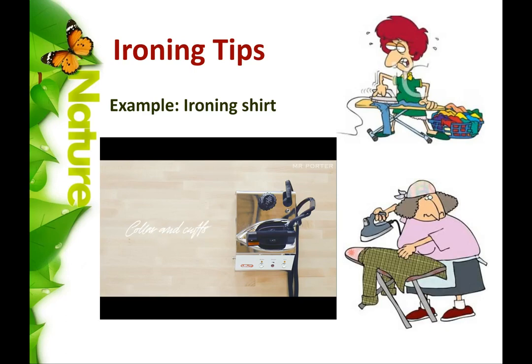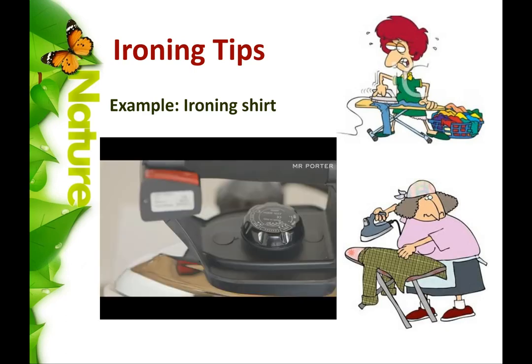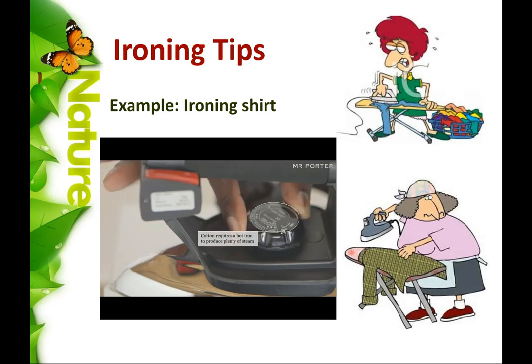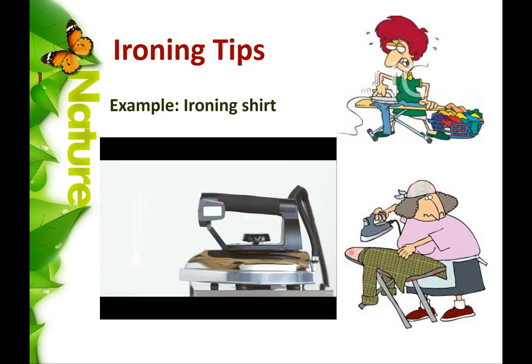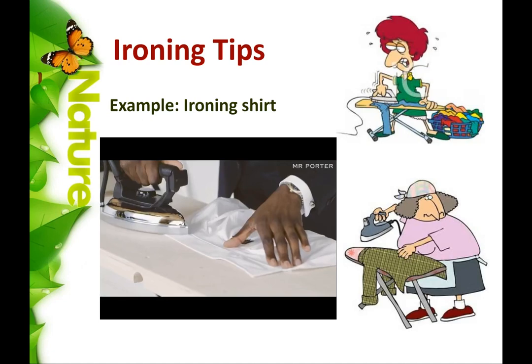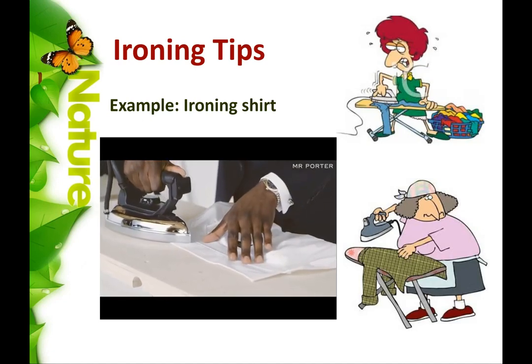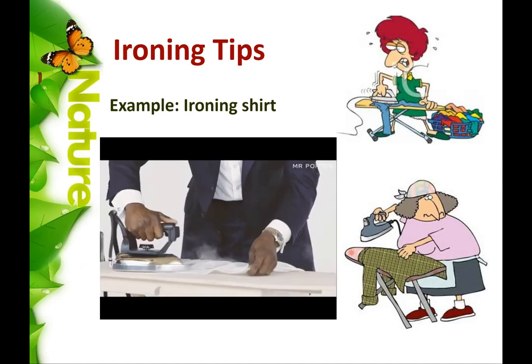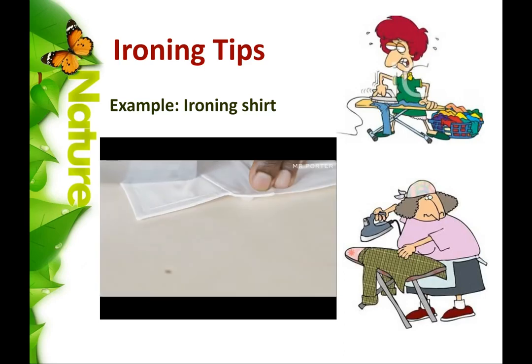Step 2. Collar and cuffs. Make sure that your iron is at the correct temperature. Select the cotton setting and give it plenty of time to heat up. When ironing the collar, start from the point and move inwards. Ironing the other way will leave a telltale upward curve in the fabric.